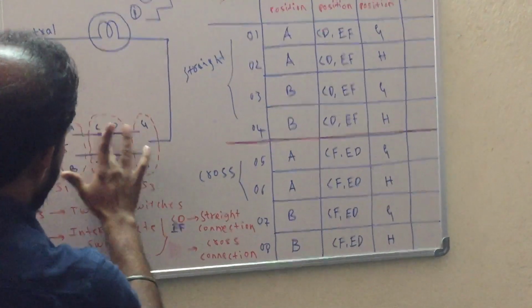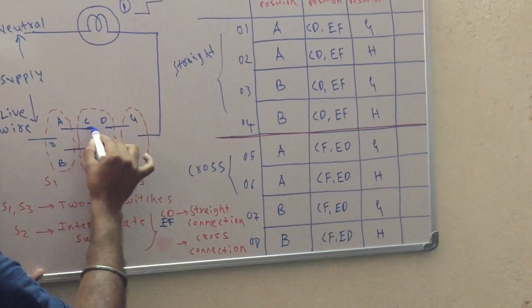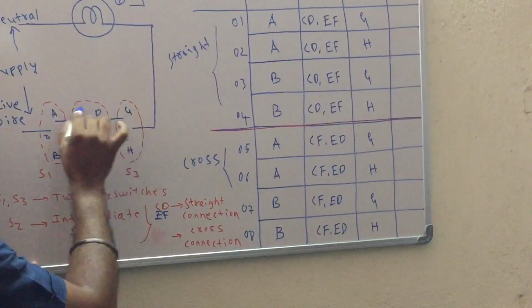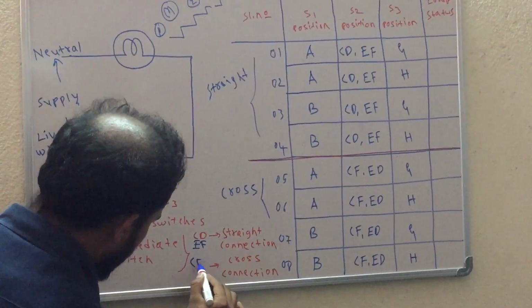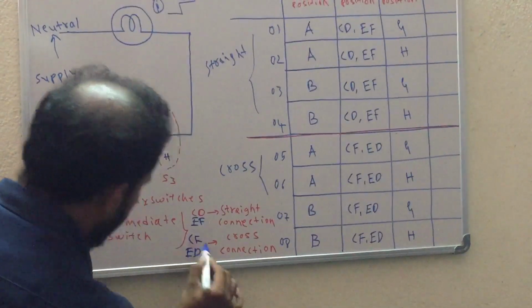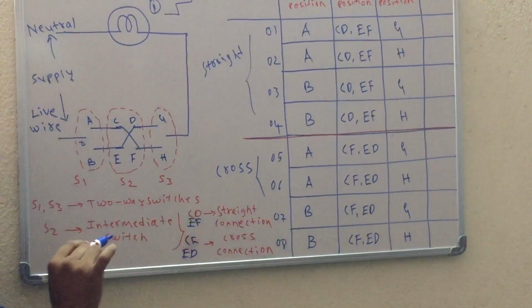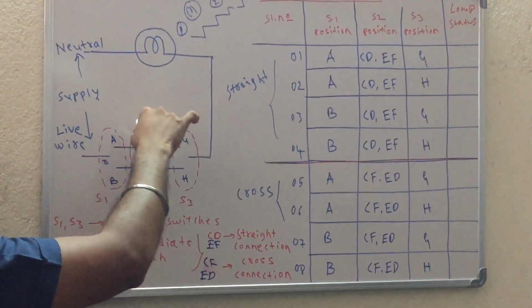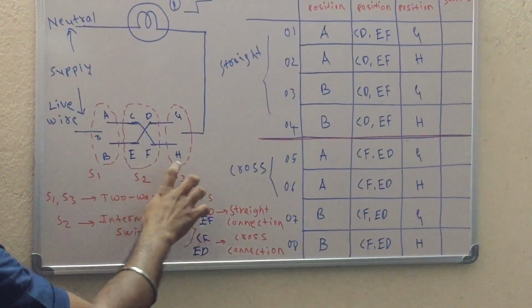If I use terminals CF and ED, here you can see C is connected to F, E is connected to D. If I make such a connection of this intermediate switch, that is CF and ED connected, then it is called a cross connection. Why it is cross is that the connection is crossed with the terminals CF and ED. So these are the operations of S1, S2 and S3.